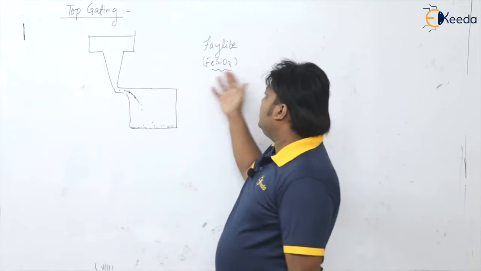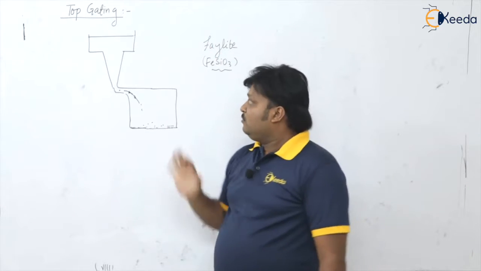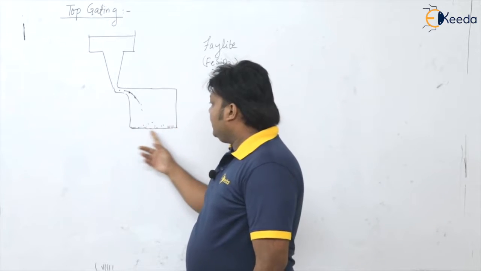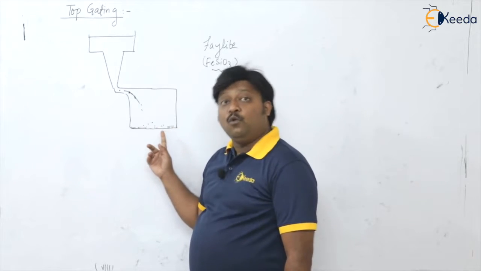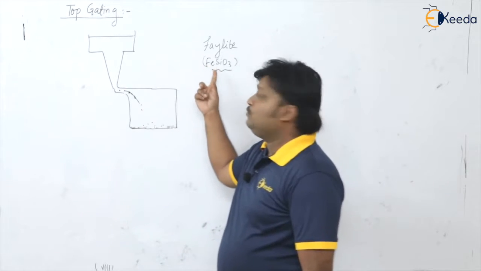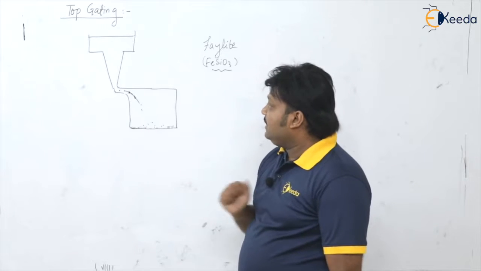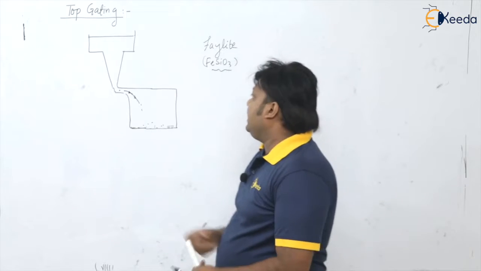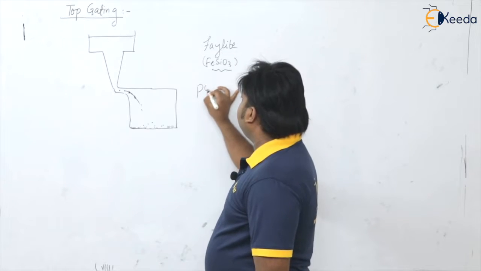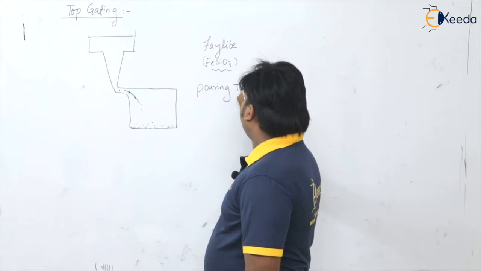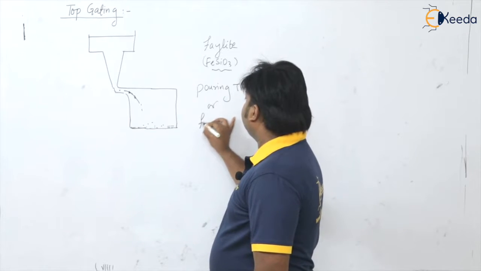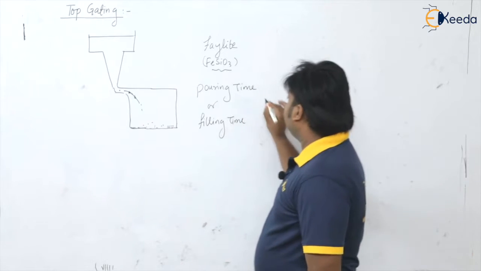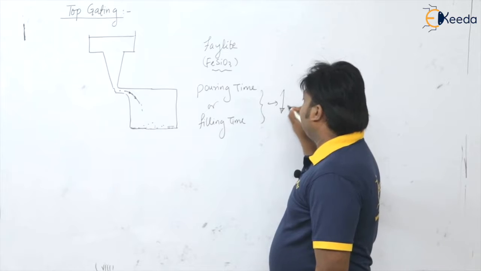So that's why this is not a favorable thing. This is actually the limitation of the top gating system, where there are chances of erosion of the mold, resulting in this fayalite formation. But the very important advantage of the top gating system is that the pouring time, or the filling time, is very less.